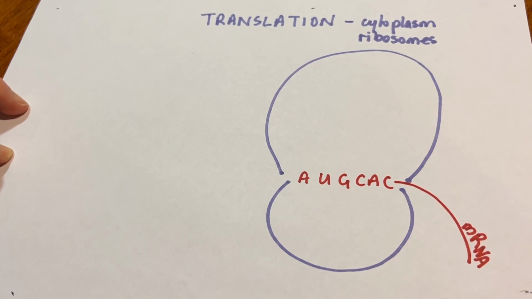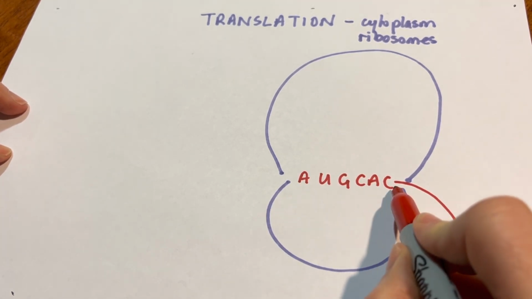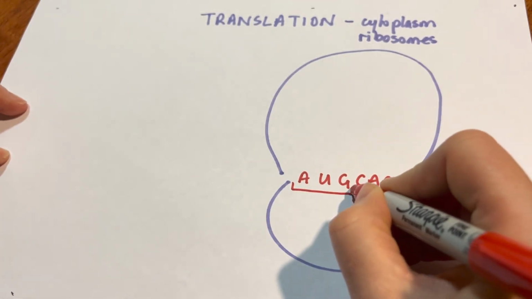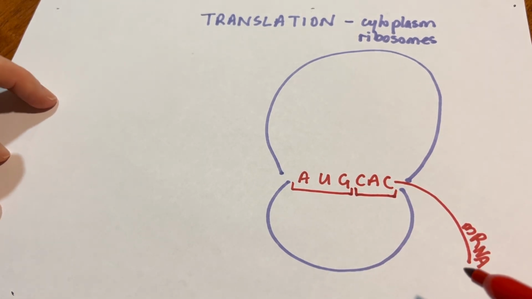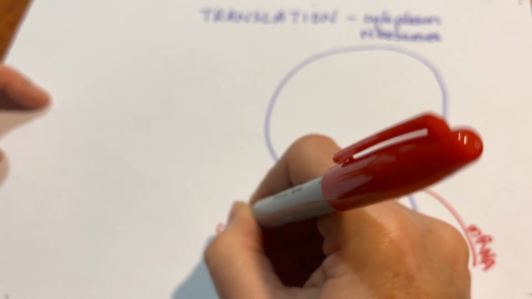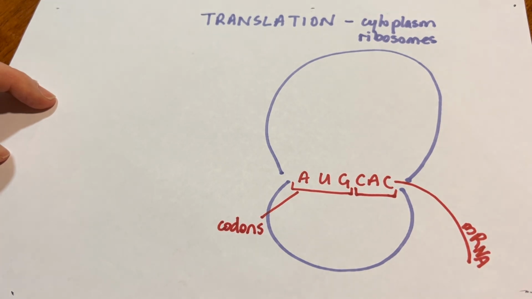So here's our mRNA. It's come through from the nuclear pore. And you can see that the ribosome can fit 6 bases at any one time. And that's really helpful because we're going to read the message of the mRNA in groups of 3 called codons. And 3 bases at a time is what's going to be read.